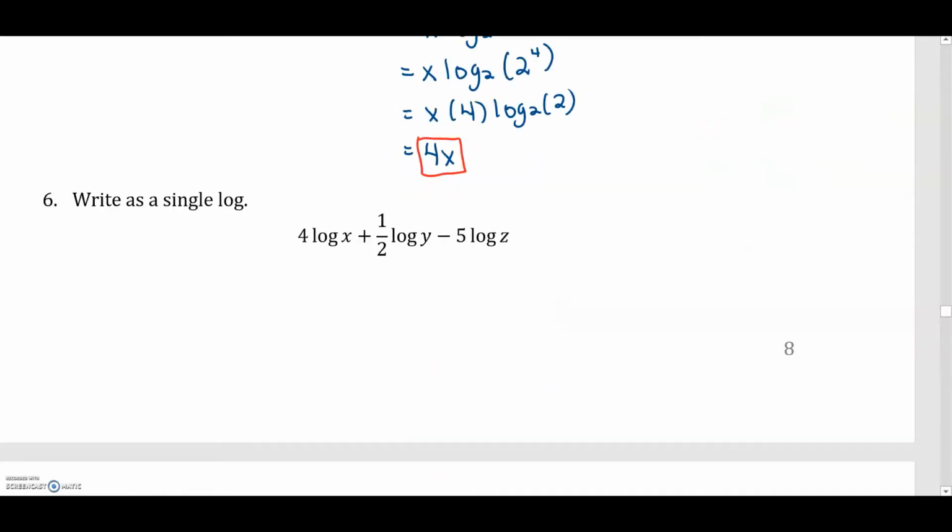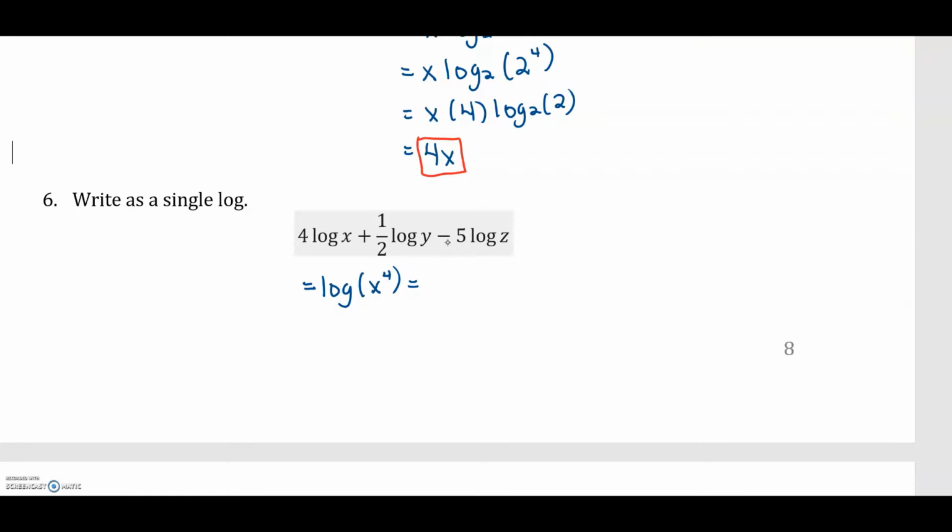Question 6 says write as a single log. Given 4 times log x plus 1/2 times log y minus 5 times log z. All of these logarithms have the same base 10. So we can combine them as a single log. Remember that if you have a coefficient, and we have a few coefficients, one in front of every term, in fact a 4, 1/2, and a -5, those can be written as exponents within the logs. So the first term can be written as log of x to the power of 4.